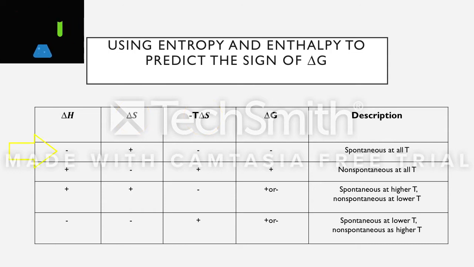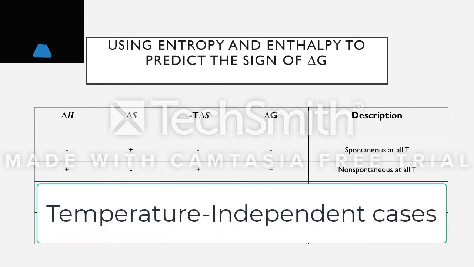In the first row, you can see a negative delta H and a positive delta S. As just discussed, since delta S is positive, negative T delta S is negative. All these factors contribute to a negative delta G, and that makes the reaction spontaneous at all temperatures. In the second row, you will see that non-spontaneous reactions at all temperatures are produced by a positive delta H, a negative delta S, and a positive delta G.